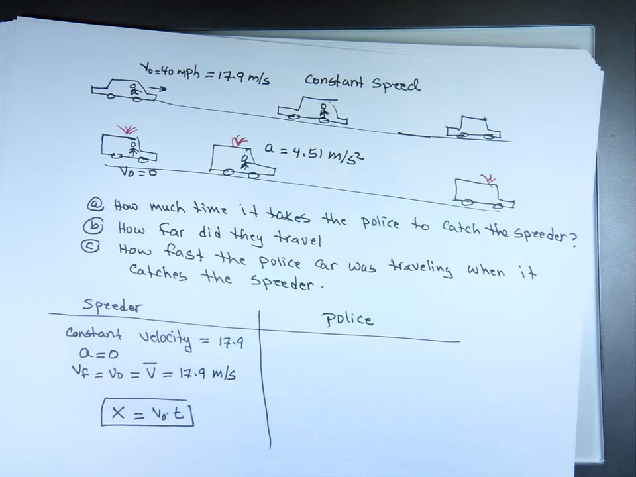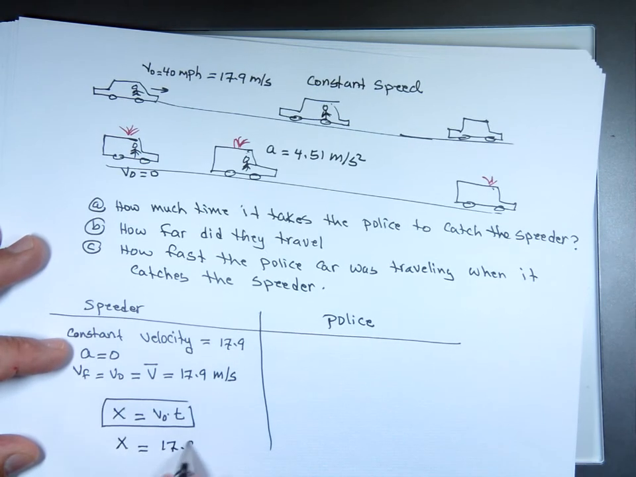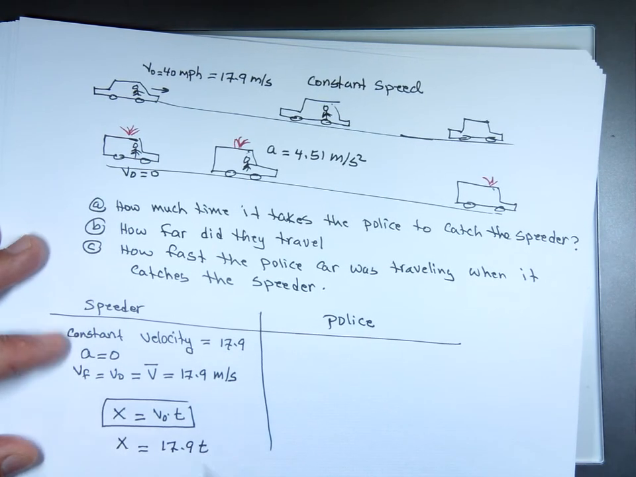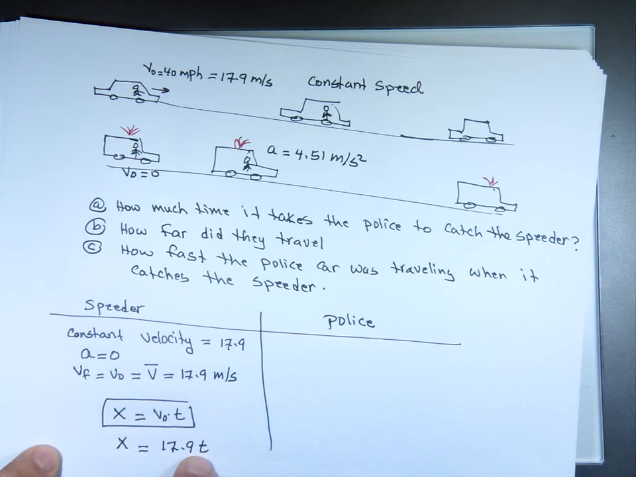There's only one. These four equations become one single equation when your acceleration is 0. And I know my velocity is 17.9, so x equals 17.9 times t. But I don't know what that question is. Time. How much time? That's my question, so I can't tell you. And how far, that's x. I can't tell you. I got two unknowns.